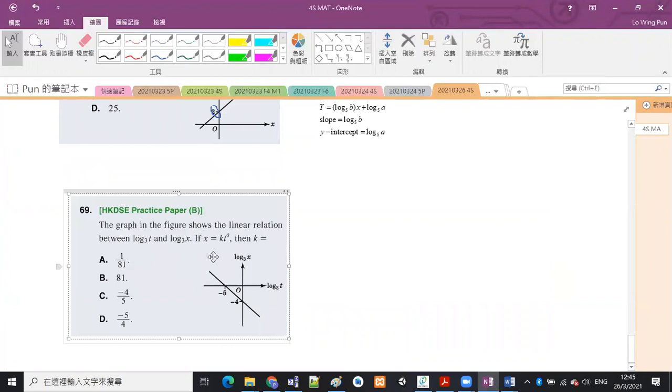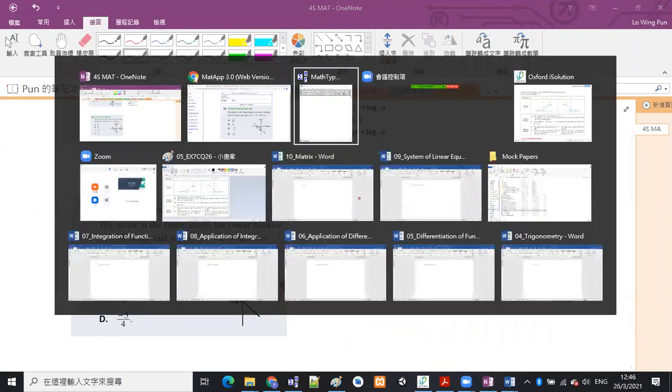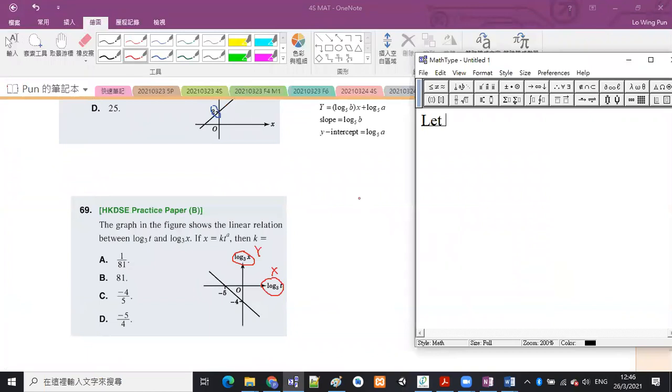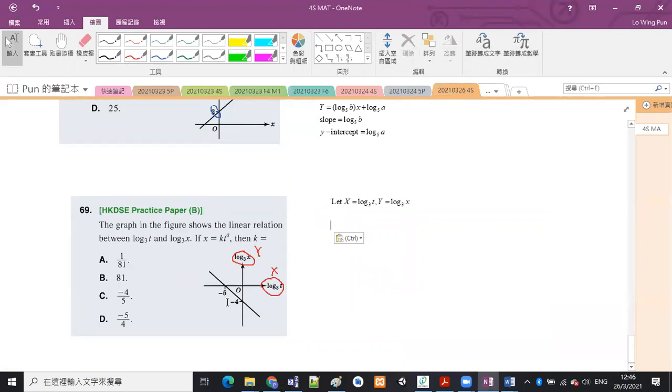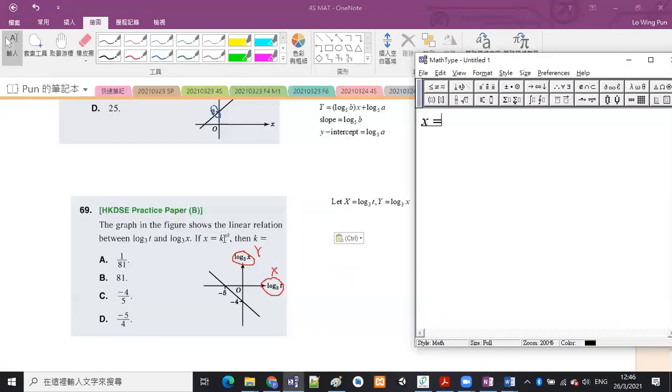But again, they are not pure x and pure y axis. So we will let this be capital X, and let this be capital Y. Okay? So let X be log t base 3 and Y, capital Y, be log x base 3. And then we will start from the equation. x is equal to k times t to the power a. And this time we need to take log again. And the log should be of base 3.